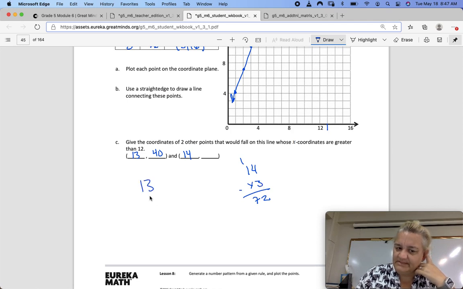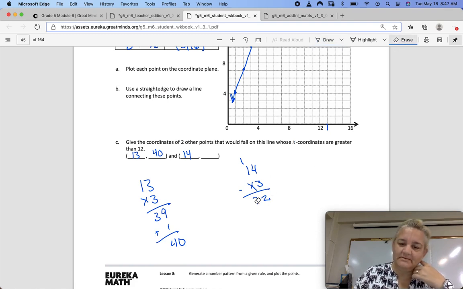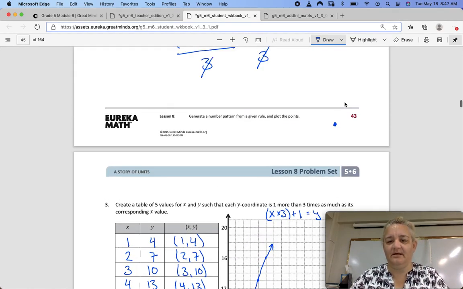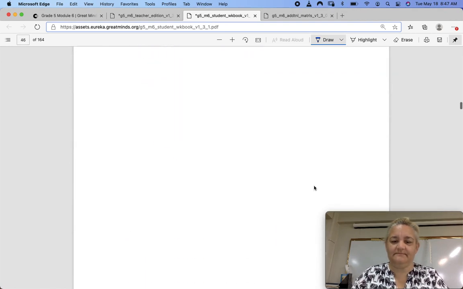Okay. And the next one, let's do 14. 14 times 3. 72. Wait a minute, is that right? First of all, 13 times 3 is 39, plus 1 is 40. Okay, 14 times 3 is 12, carry the 1, 3 is 4. That's what I did wrong. I know I was doing something wrong. And then plus that 1 is 43. So 14 and 43. Okay. And that would be all the way up here.